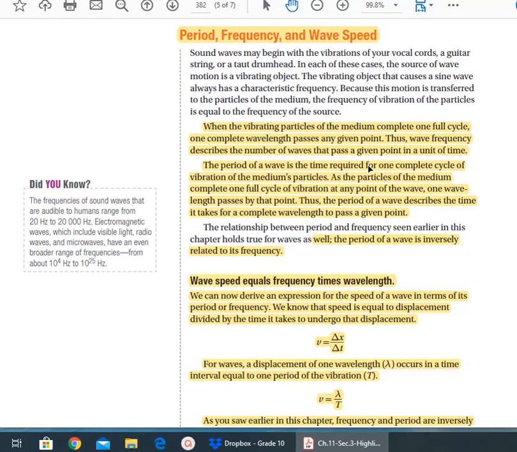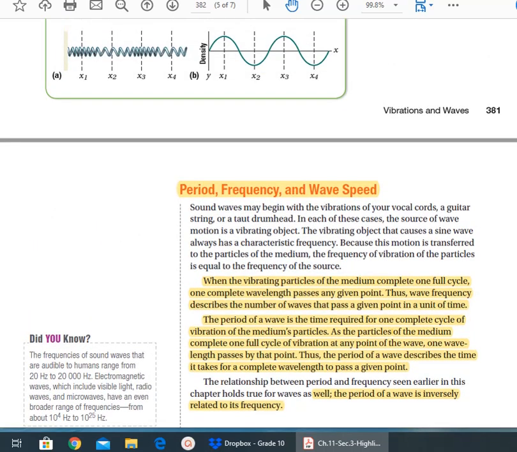After that, in this page, you will learn relationships among period, frequency, and wave speed. Let's recall the definitions of each. A period is the time required for one complete cycle to happen. Time needed for a cycle, so it's technically time measured in seconds. Frequency is the inverse. Frequency is the number of waves that are taking place in 1 second.